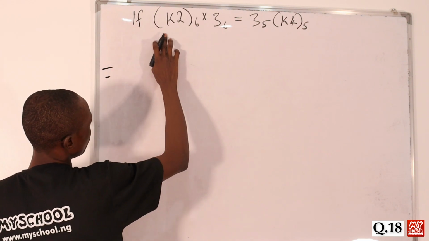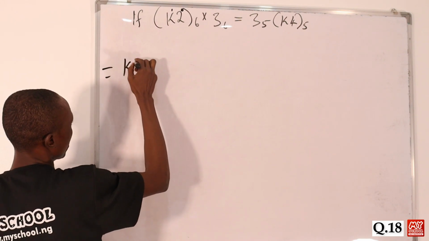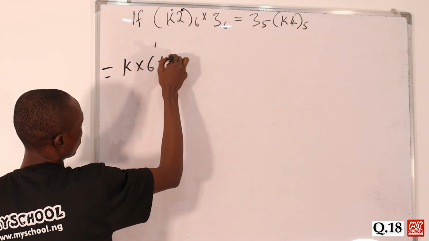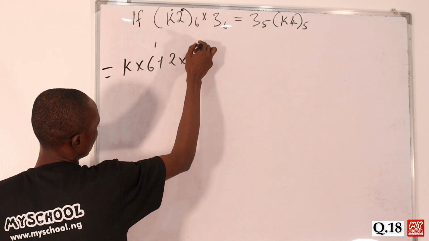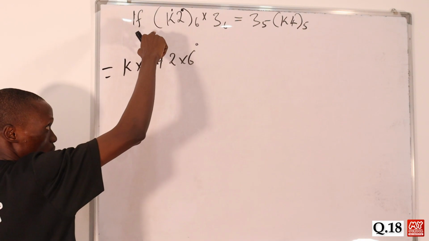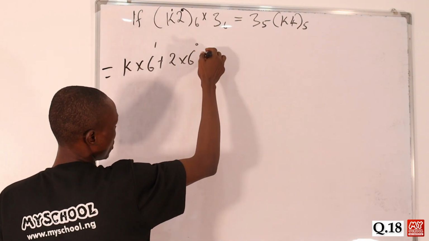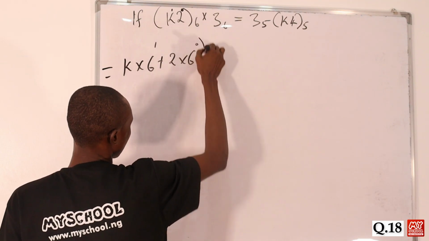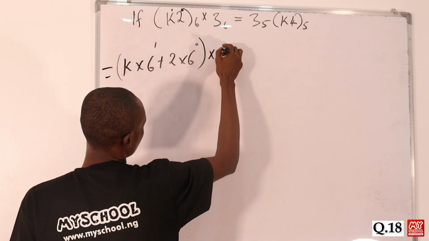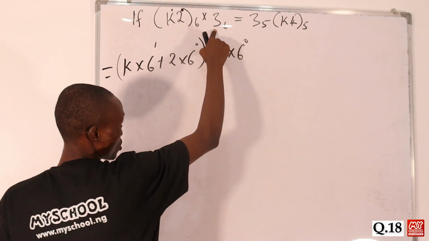So if we are to convert this to base 10, here will be 0 and here will be 1. So that will be having K times 6 raised to power 1 plus 2 times 6 raised to power 0. Okay, so this 3 base 6 is actually multiplying what we have in the bracket. So if we are converting 3 base 6 to base 10, then that will be equal to times, so let's put this in bracket, then times 3 times 6 raised to power 0, okay, because we just have a single number.